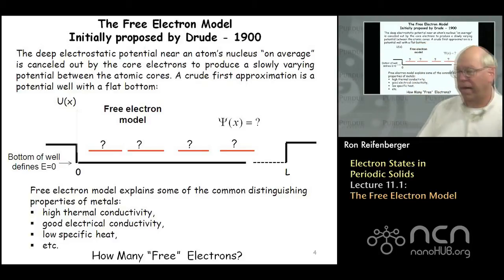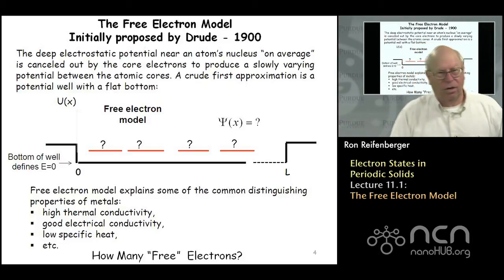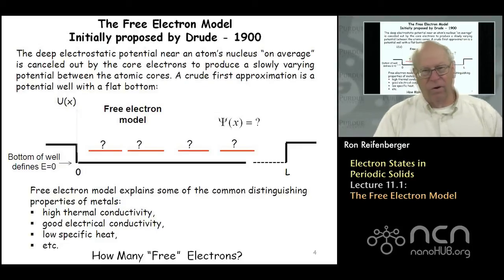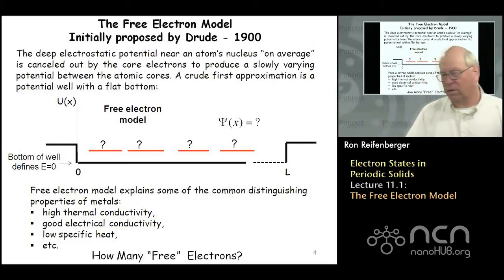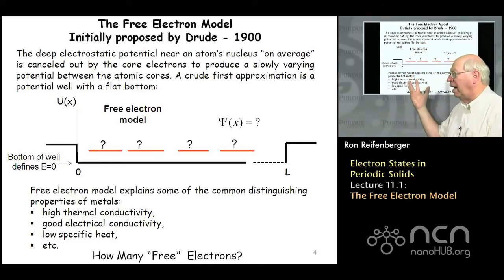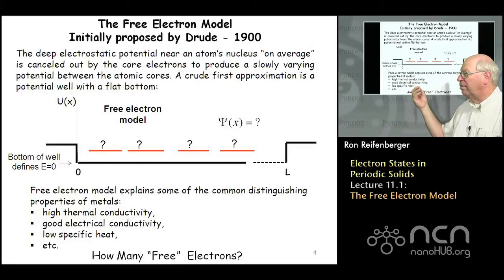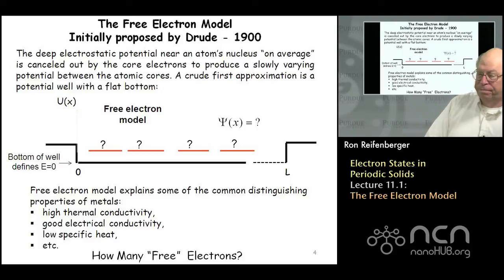They can be explained on the basis of this free electron model. So now, in the early 1900s, for the first time, there was a very good understanding of why these properties were characteristic of metals.